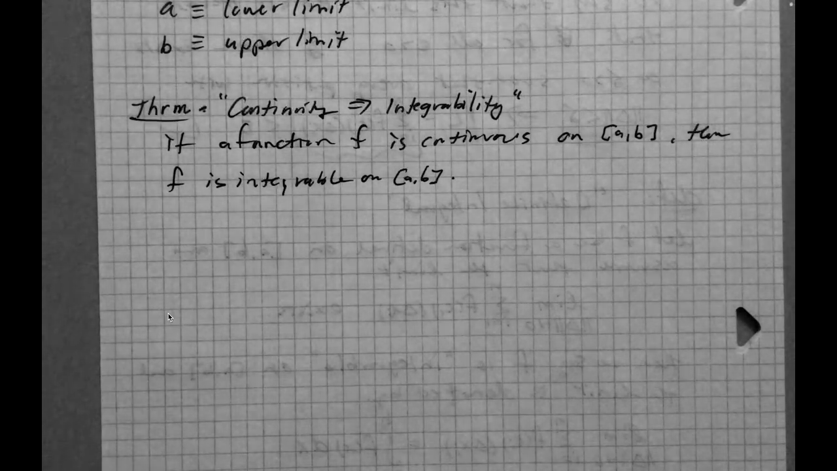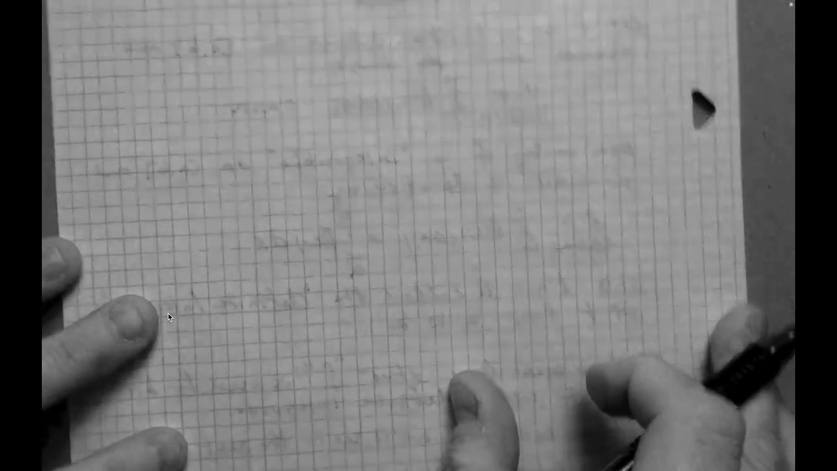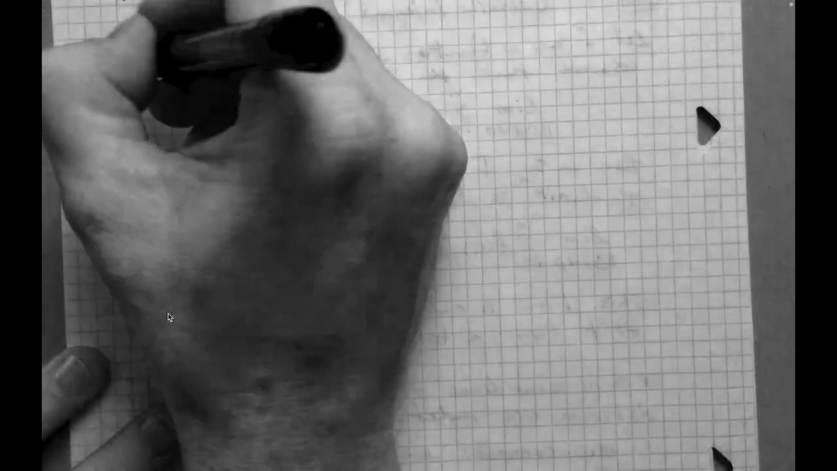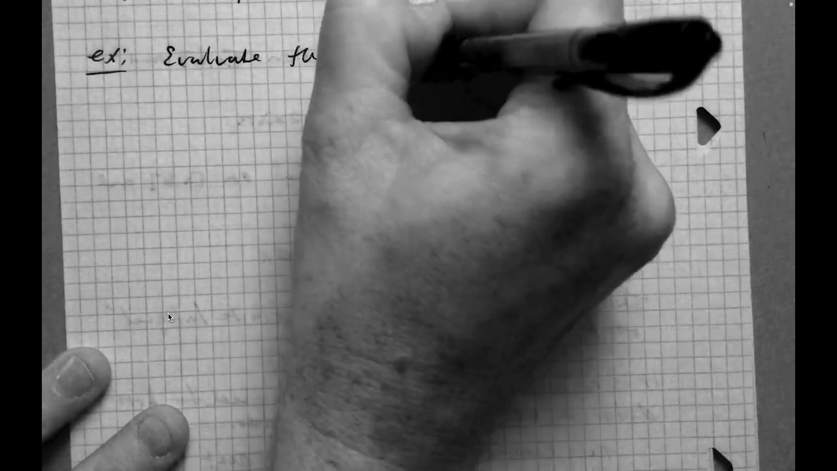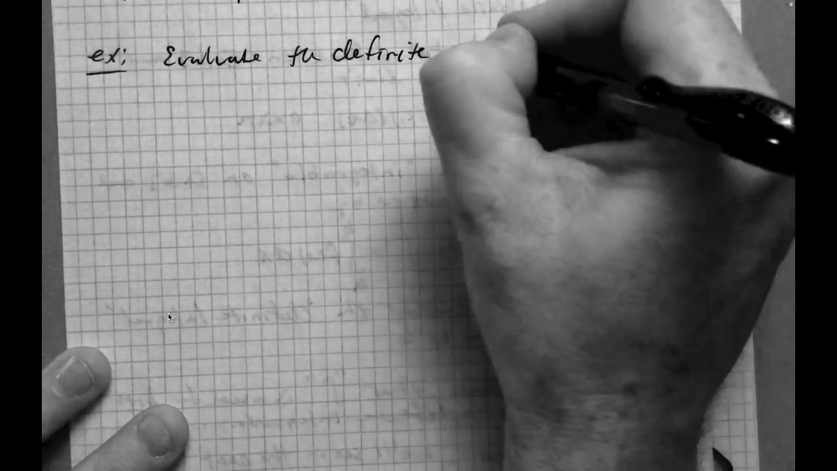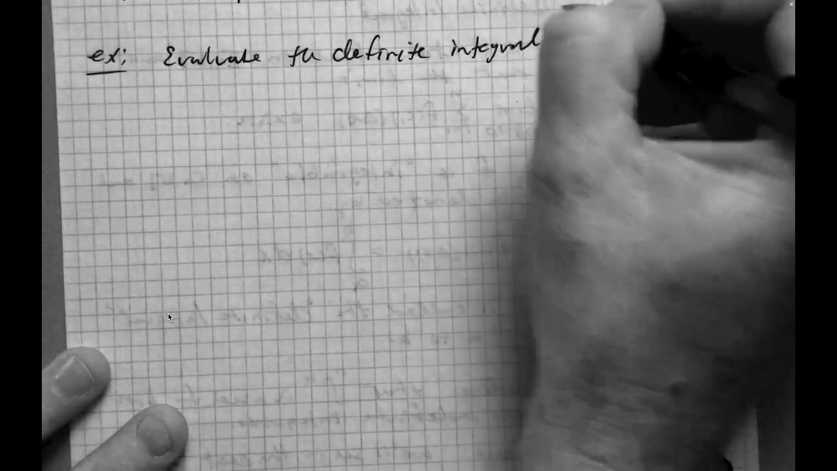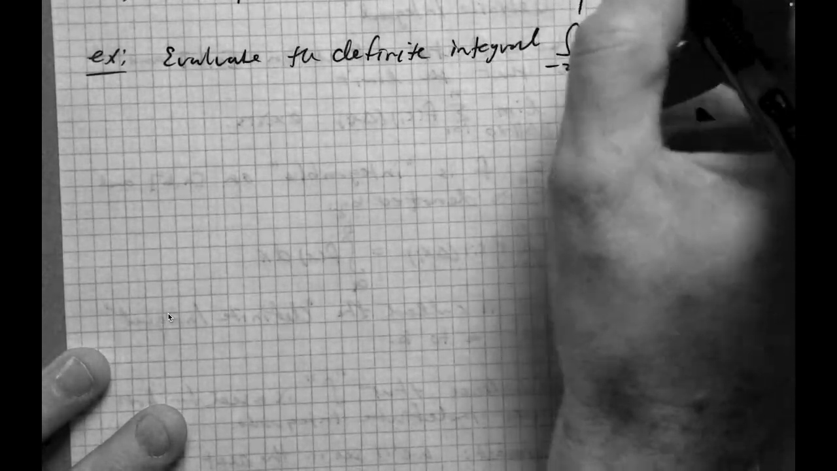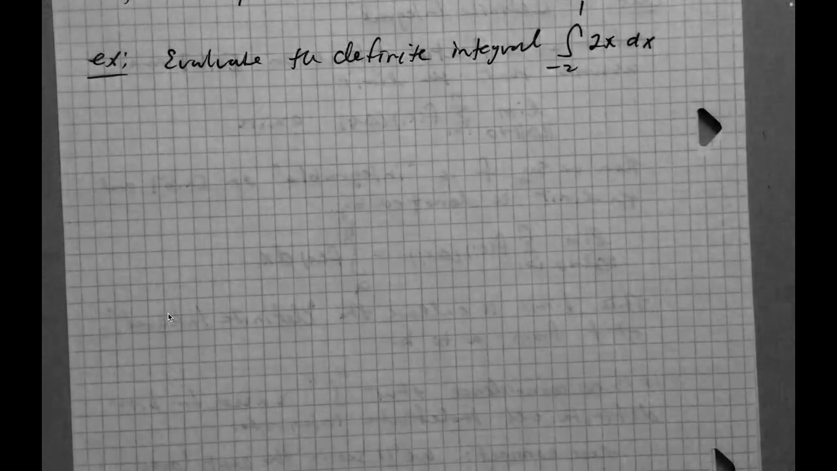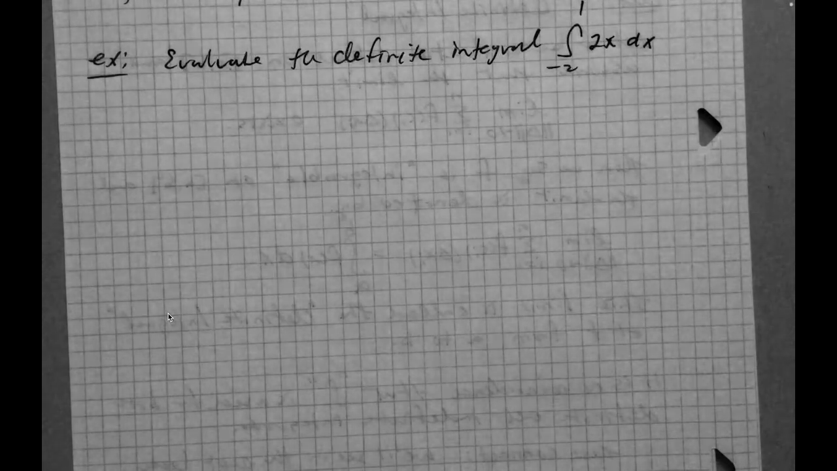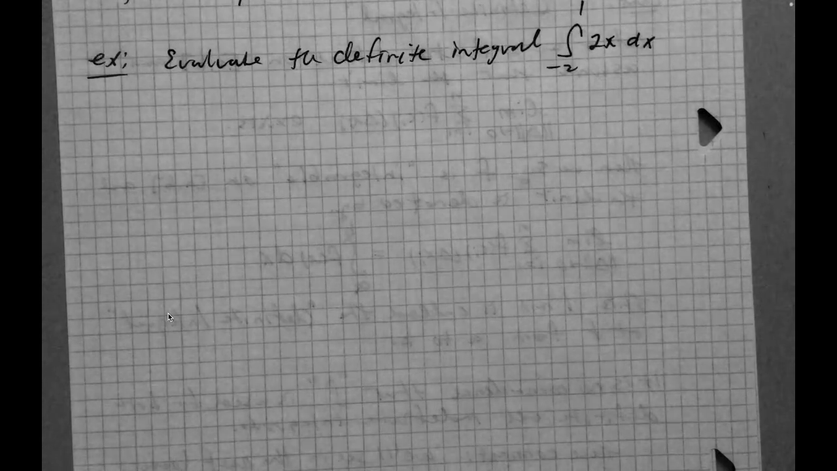Okay, let's do an example. Evaluate the definite integral from -2 to 1 of 2x dx. This will be kind of using the Riemann sum approach here.